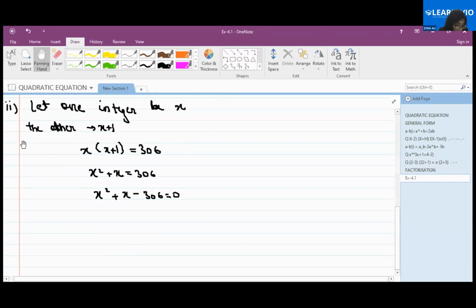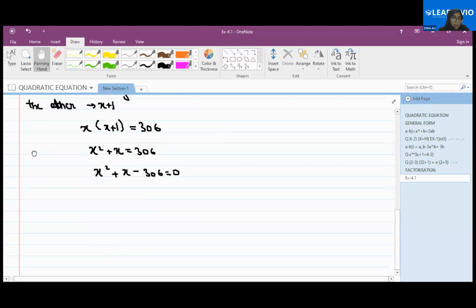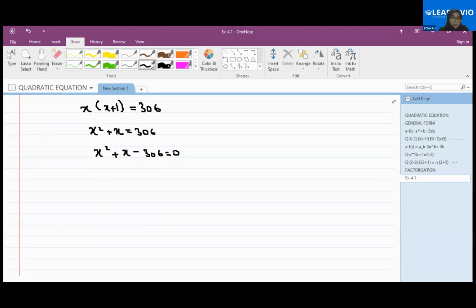Next part. Try the next part, Aayan, and tell me what is the quadratic equation here for the third part. I'm going to read it to you. Rohan's mother is 26 years older than him. The product of their ages 3 years from now will be 360. We have to find the present age of Rohan. So tell me what is the quadratic equation for this?